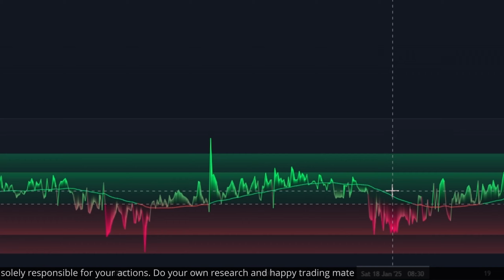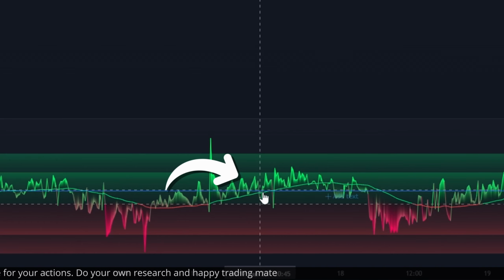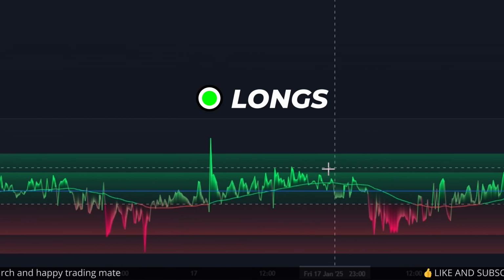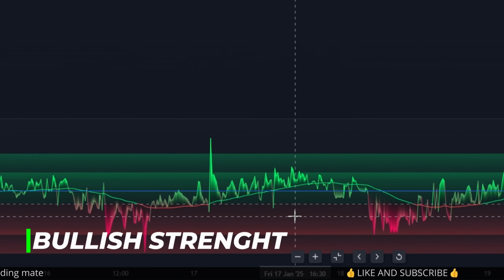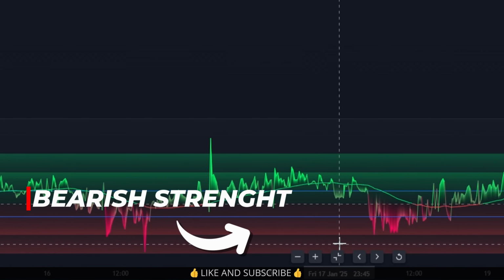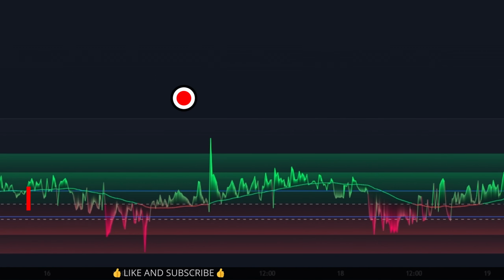If the indicator is above the 0.5, which is this level right here, we will open long positions, as it indicates bullish strength in the market. Conversely, if the indicator is below minus 0.5, it signifies bearish strength, and we will open short positions.